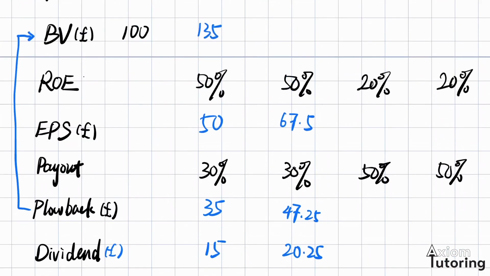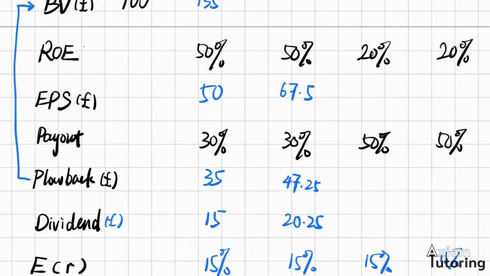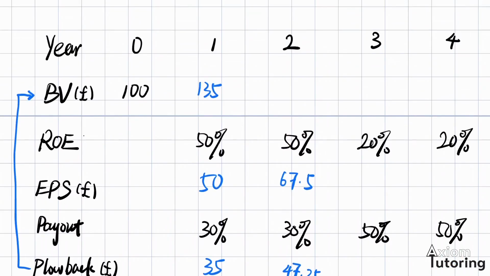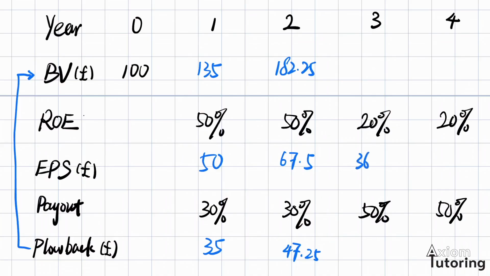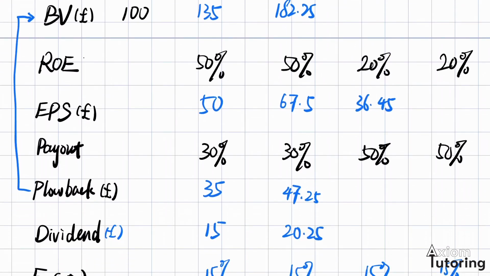So starting from year 3, the ROE decreases, but then we first need the book value here. The book value would be this 135 plus 47.25 here. So that's going to be 122.25, right? So starting from this year, we'll use a lower ROE. So the new ROE will be 20%, and the EPS here, the earning here, would be 36.45. Okay, so basically this number multiplied by 20%. Okay, so half of it is paid out here.